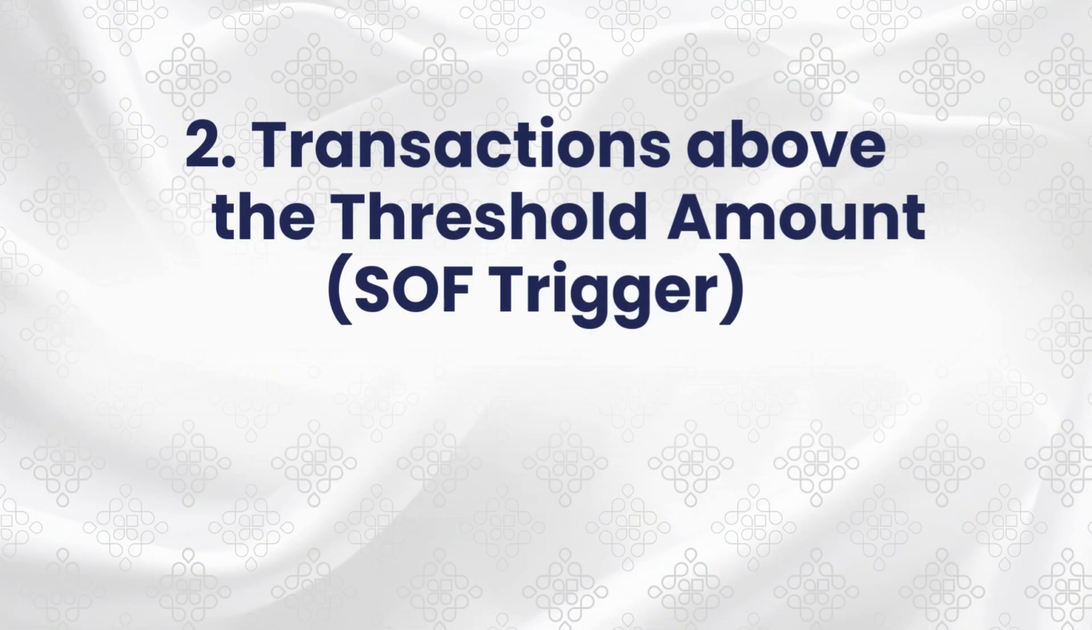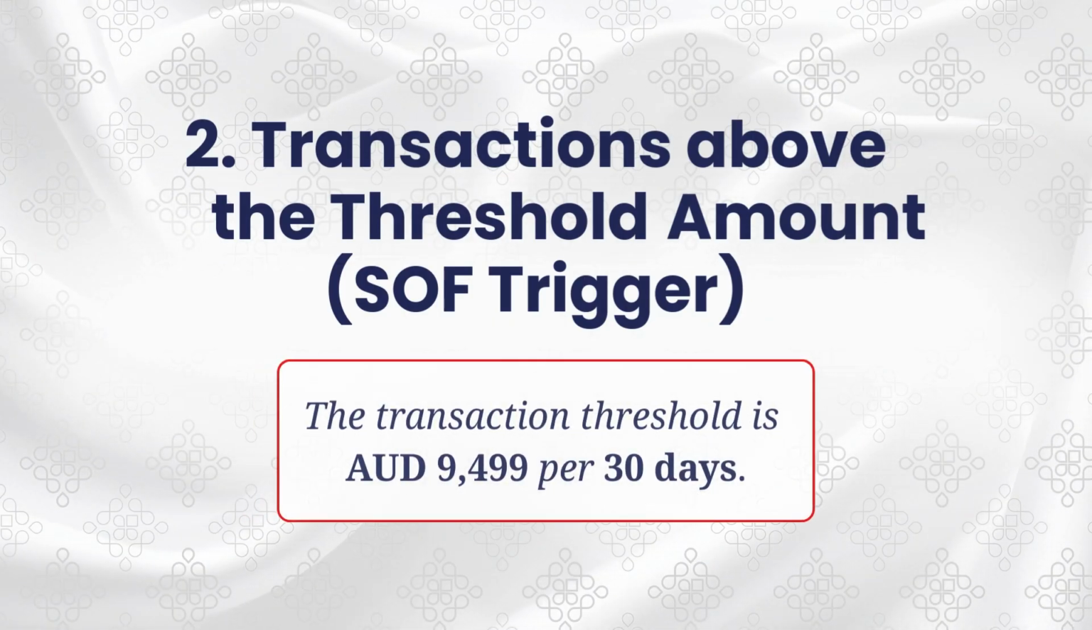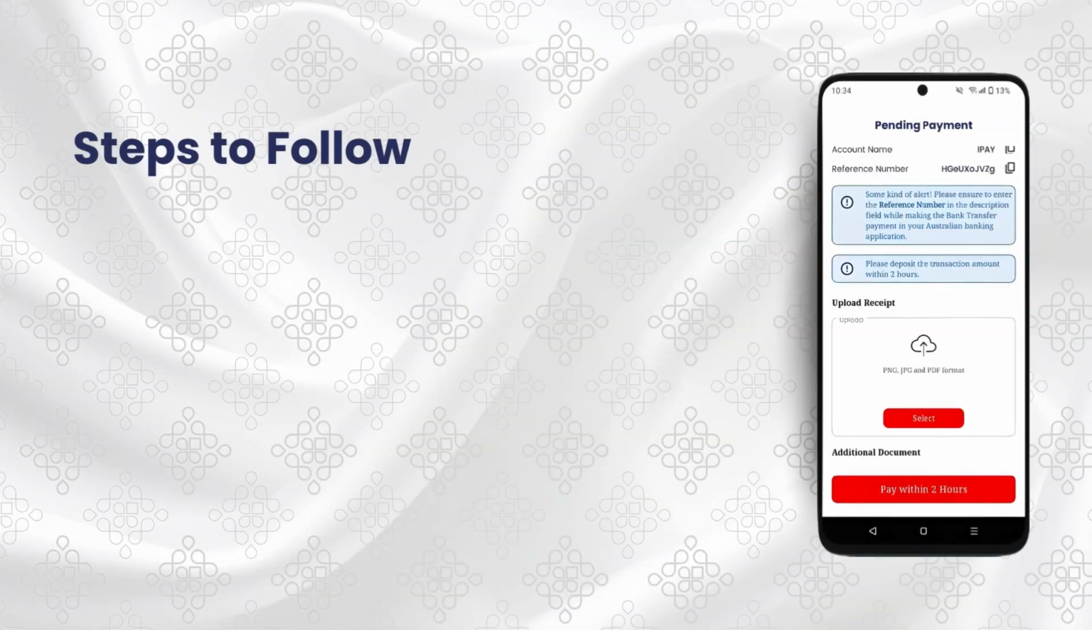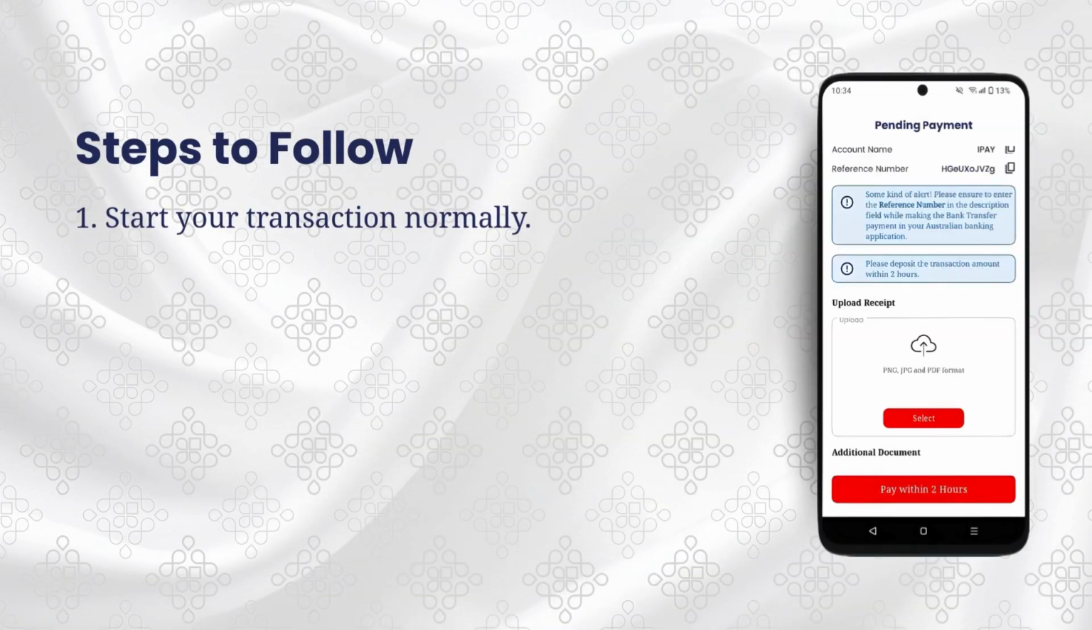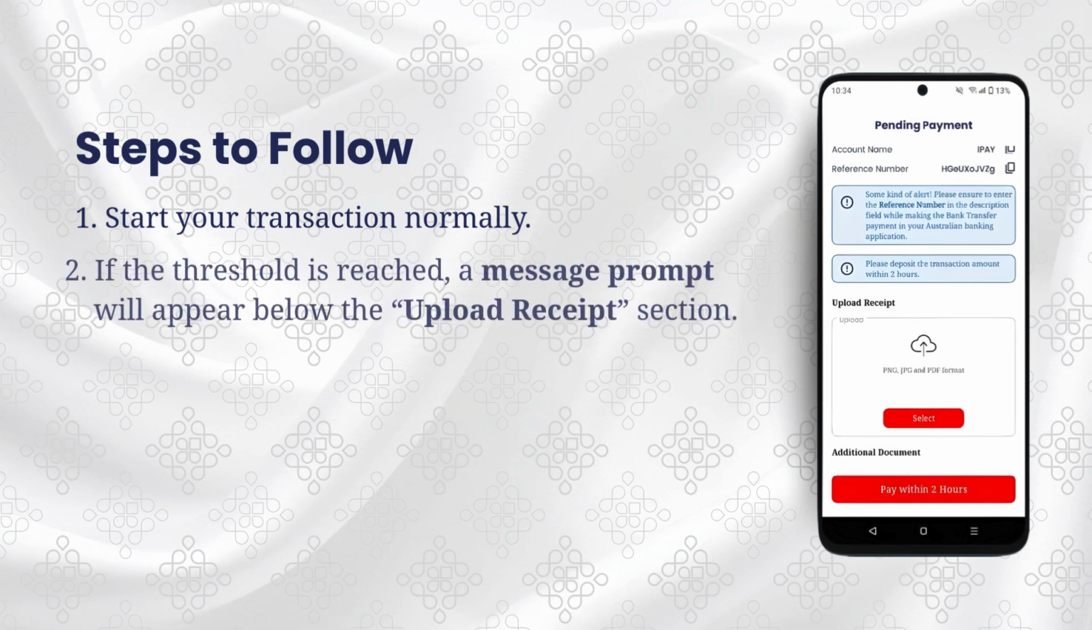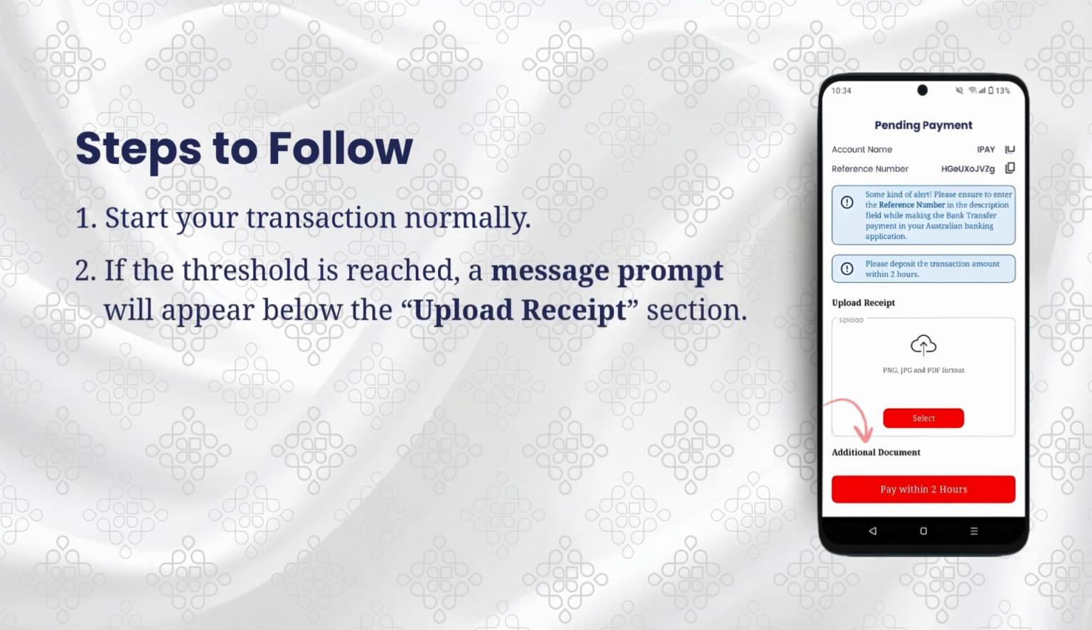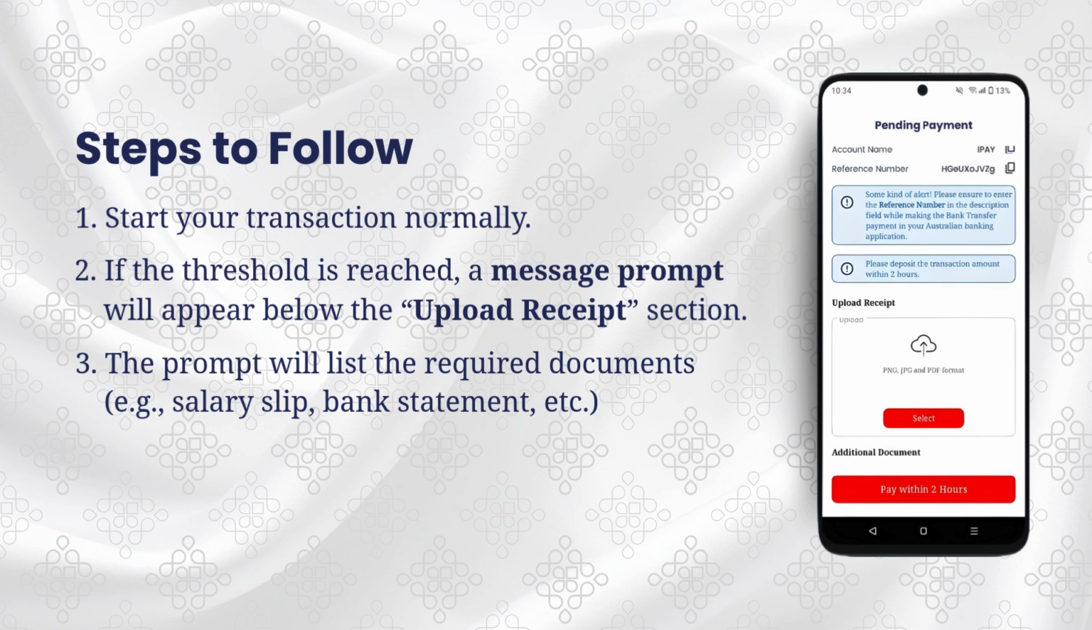If your transaction reaches compliance threshold, the system will request source of funds documents. To upload the documents, start your transaction normally. If the threshold is reached, a message prompt will appear below the upload receipt section. The prompt will list the required documents like salary slip or bank statements. Upload the requested documents to continue.